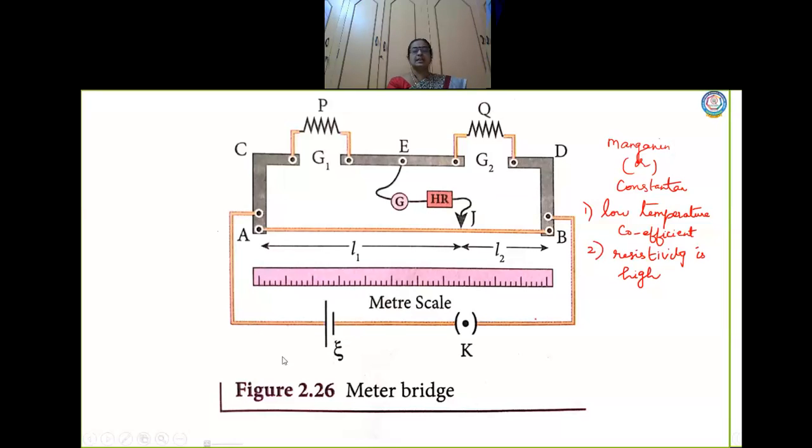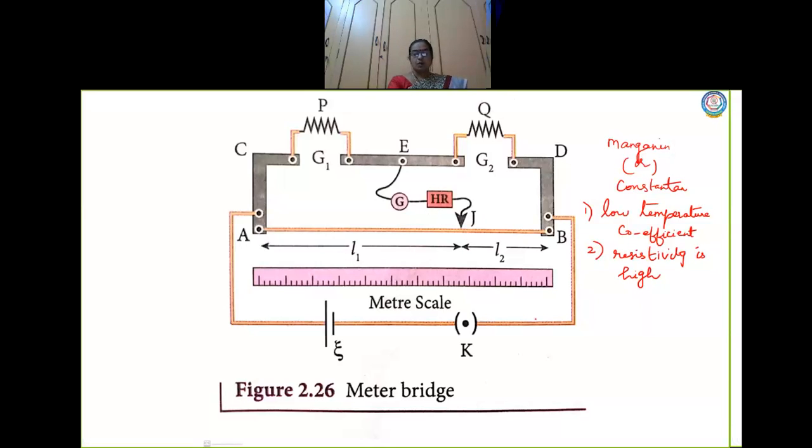Now here the cell that is used is a Leclanché cell, which is considered to be a primary cell, children. So from A it is connected to the positive terminal of the Leclanché cell. The negative terminal of the Leclanché cell is connected to the key, and from the key it is taken to the other end B. So this is how connections are made in a meter bridge. Hope you are very clear now.